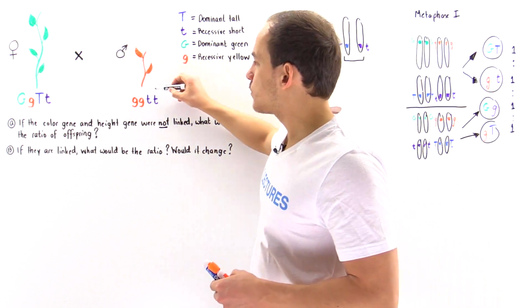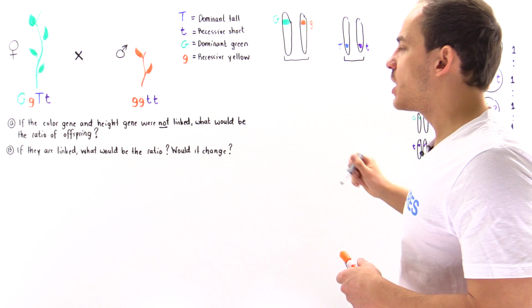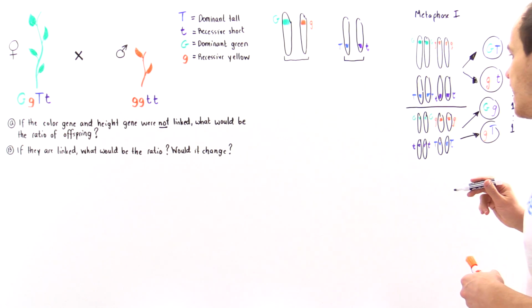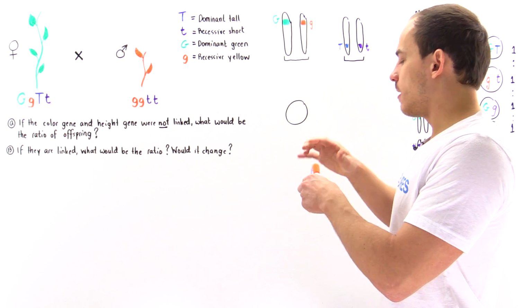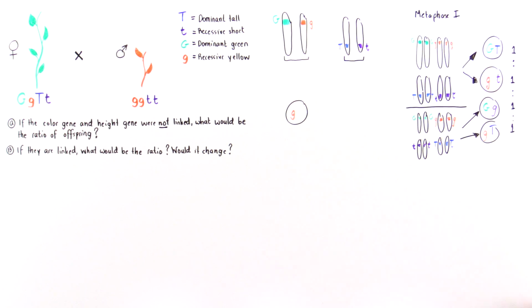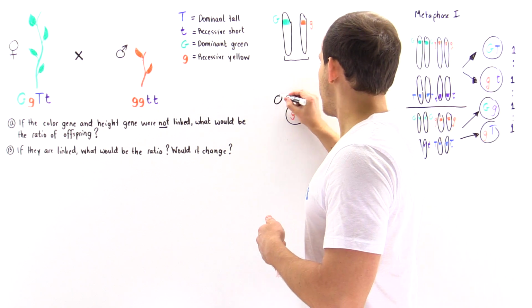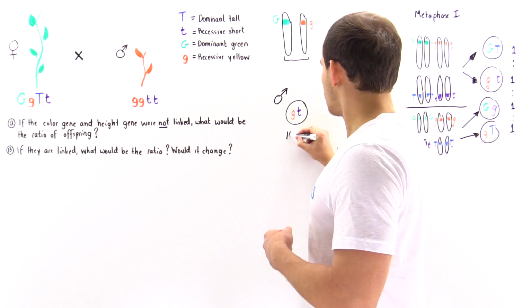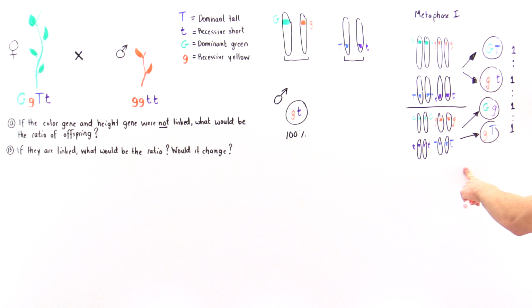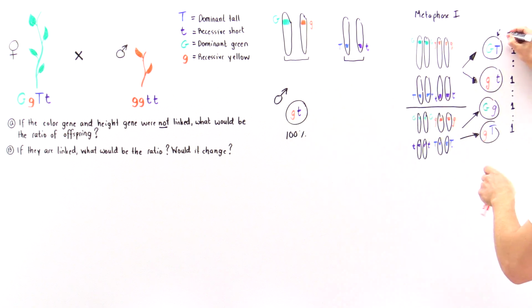And we carry out the same exact procedure with this, except in this particular case, because we have both lowercase g's and lowercase t's, the only type of cell that is produced by this male individual is a gamete that will have lowercase g, lowercase t. That should be purple. So this is the only type of gamete that will be produced by this male individual, and so we're always going to have 100% of this being produced. But here we have a 1 to 1 to 1 to 1 ratio of these being produced, so 25% of this, 25% of this, 25% of this, 25% of that.